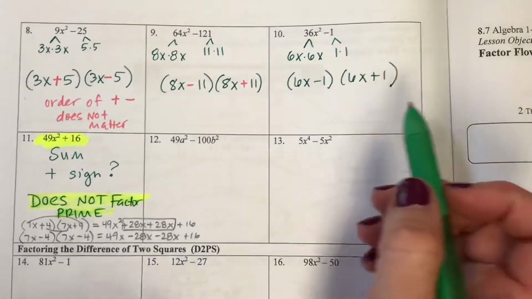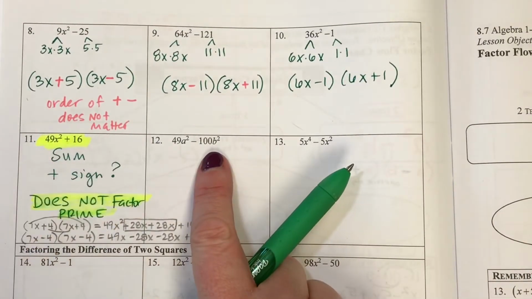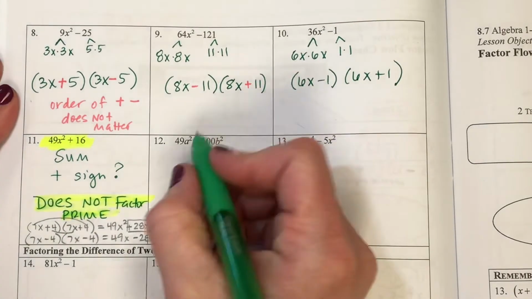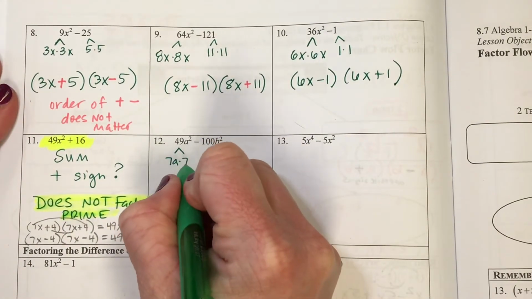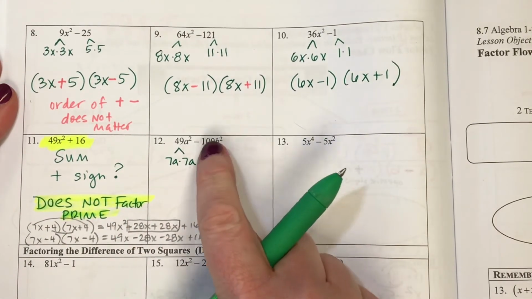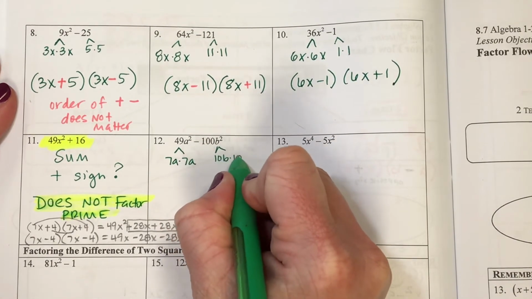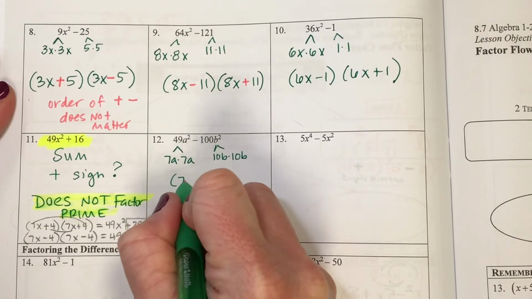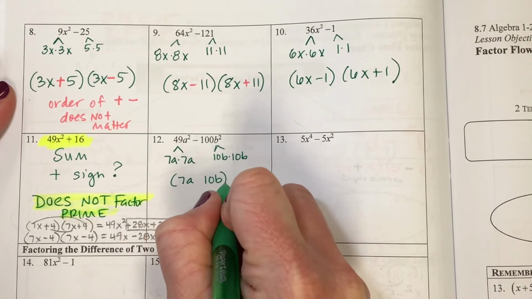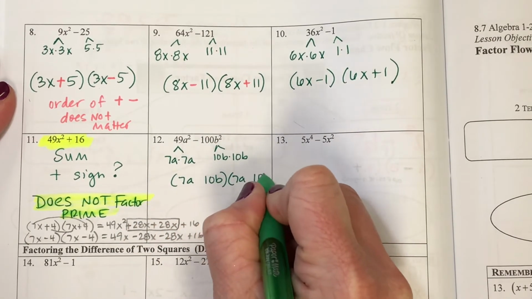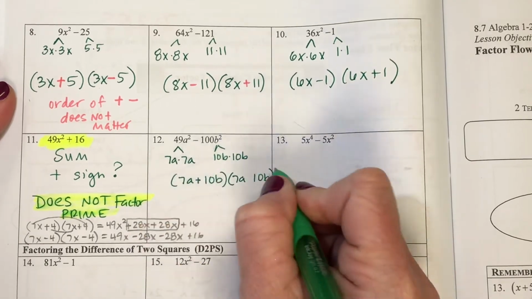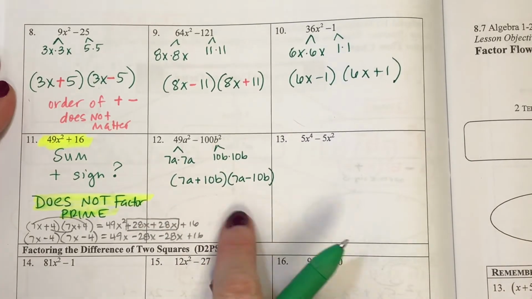All right, now let's continue on with our difference, meaning subtracting of squares. Here we'd have 7a times 7a. And notice this one we have a number and a letter for the last term, 10 times b and 10 times b. So here's 7a with a 10b, 7a with a 10b. Again, one of your factors gets a plus sign, one gets a minus sign.